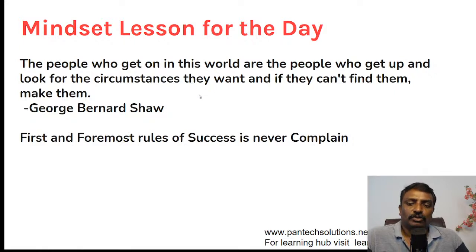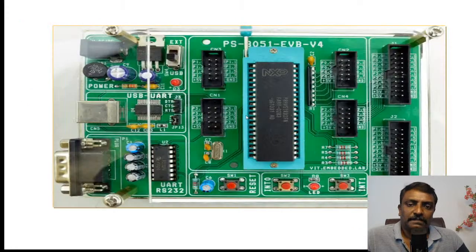The first and foremost rule for success is never complain. Never complain about your team, your friends, or your family. If you want to be more successful, you should have the habit of never complaining about others. Believe and succeed. So these are the things I would like to share with you today. Let's go for the session.